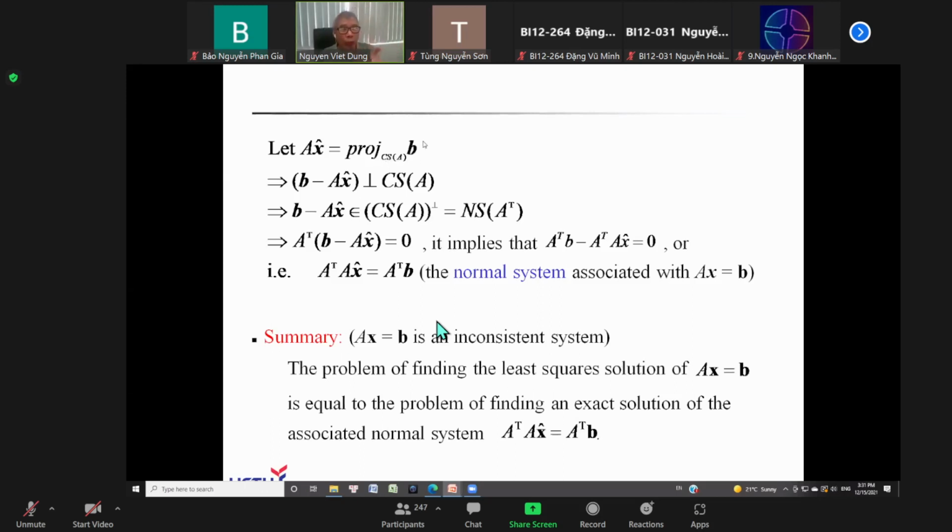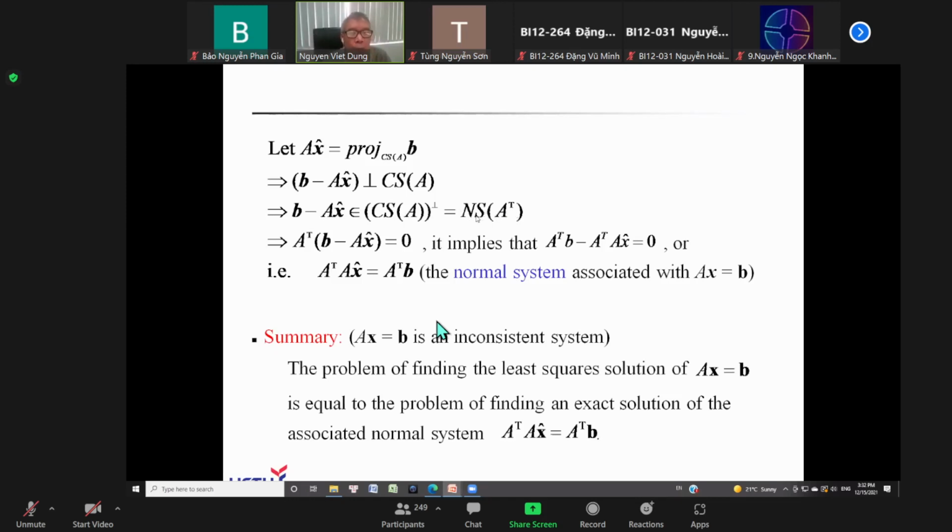Once again, in order to find that, we use a property saying that B minus its projection is always orthogonal to the column space of A. Because of that, B minus AX hat belongs to the orthogonal complement of the column space of A. And we know from the previous slide that the orthogonal complement of the column space of A is the left null space of A. So B minus AX hat belongs to the left null space of A.